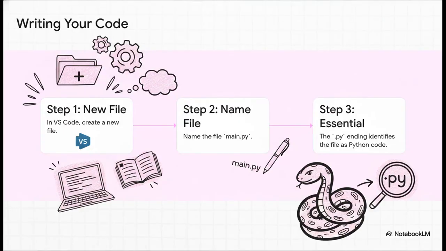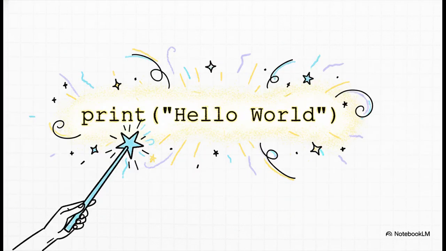Let's jump back into our smart notebook, VS Code, and write this thing. First, just create a new file. Let's name it main.py. Now, that .py at the end, that's super important. It's a little signal that tells your notebook, hey, everything inside this file is written in the Python language. And there it is. One single, clean, beautiful line of code. print("Hello, world"). This is the magic spell we're about to cast. This is the exact instruction we're giving our Python interpreter.